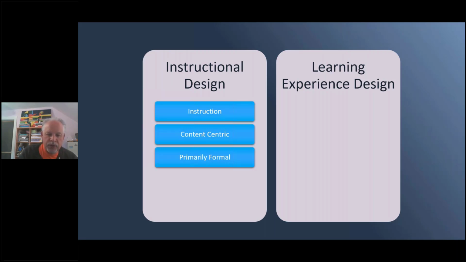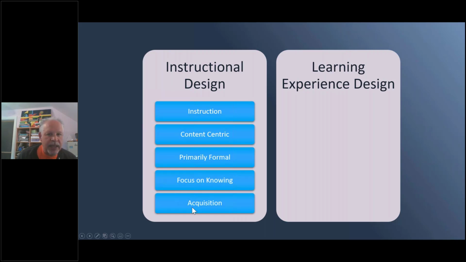But the primary focus is on formal, even with instructional designers, and they might say, okay, yes, you have to apply it afterwards, and maybe there's a job aid or something afterwards, so the informal is coming into it, and we're moving in that direction. But that's moving out. It's often said, okay, well, that has to happen in the workplace, that has to happen by the managers, et cetera. That's where the application happens. But it's primarily focused on the formal learning. It's a focus on knowing, getting information and content, receiving that content, and acquisition of that knowledge and content. In contrast, learning experience design, the paradigm is a little different.